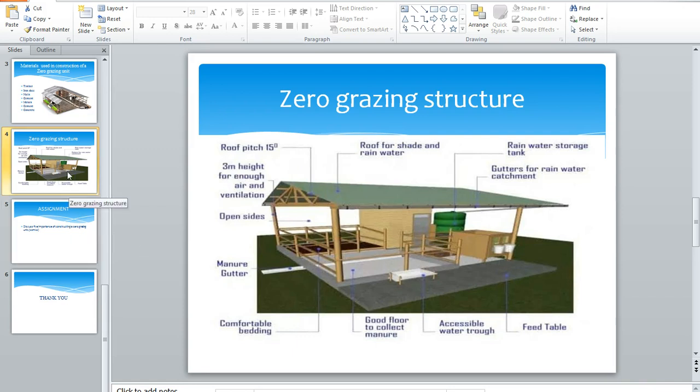So I have one question. Do you know how many hours do our cattle or our animal rest? Or what is the period that our animal or cattle?